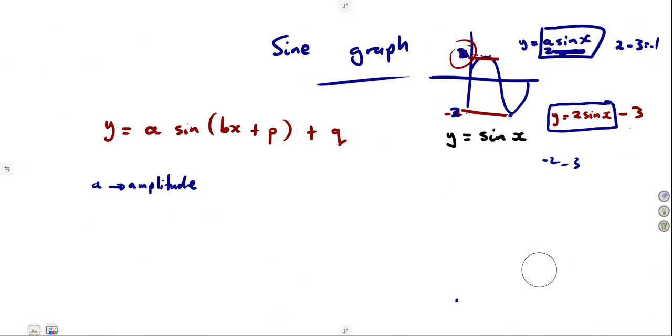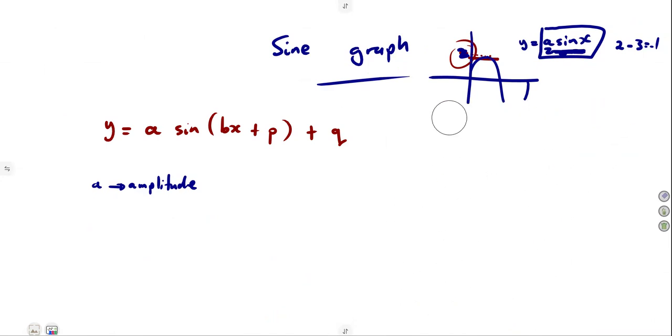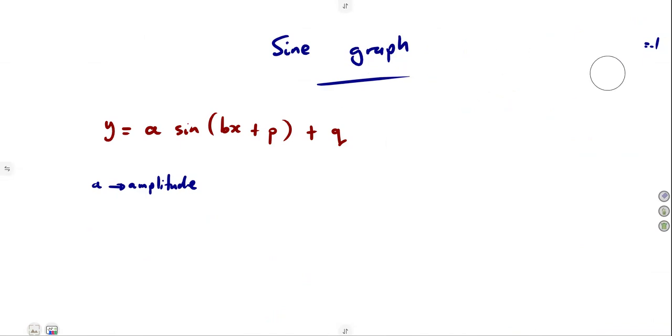Always. So maybe we can cut that story short: we have A as our amplitude, which is the maximum minus the minimum value over 2.